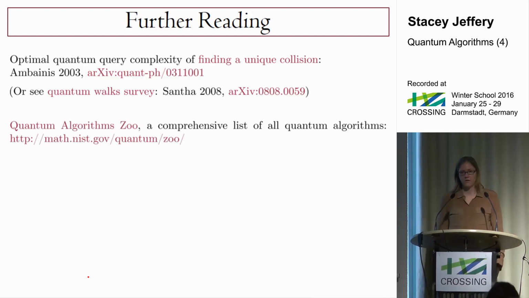Okay, so for even more quantum algorithms, there's a comprehensive list, or at least its goal is to be a comprehensive list of all quantum algorithms, called the Quantum Algorithms Zoo, which you can find online. And this is a good resource for checking, say you want to build a crypto system and you want to base it on a certain problem, but you don't know if quantum computers are already known to completely solve that problem. You can see what the state of the art is by checking this out.